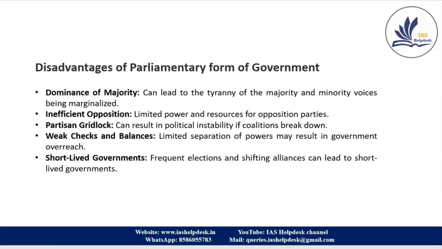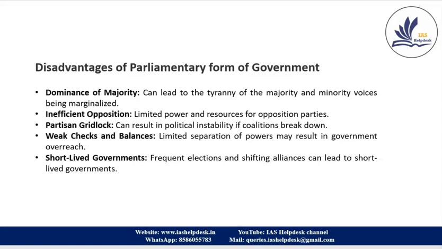So the first is dominance of majority. Dominance of majority means that there can be a dictatorship of the cabinet also, which means that whenever the ruling party enjoys an absolute majority in the parliament, the cabinet becomes autocratic and it exercises nearly unlimited power. Though it never happens, it tends to be like that. Also, it can lead to a tyranny of the majority and minority voices being marginalized.